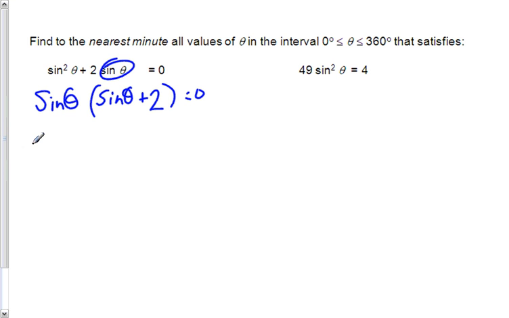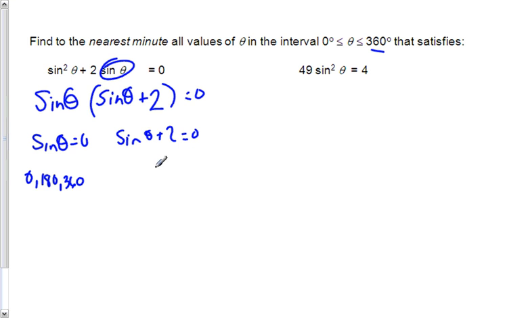Now I'm down to the good old question, when does sine of theta equal 0 and sine of theta plus 2 equals 0? Right? We're between 0 and 360. Well, sine equals 0 at 0. Halfway in between there, 180. And because it included 360, yeah, we got to write 360 down.